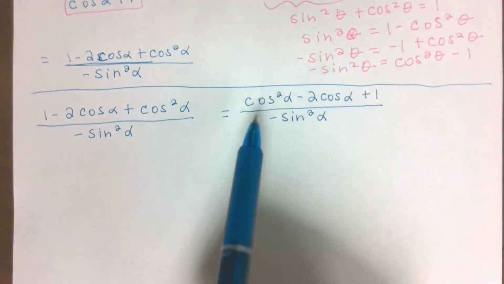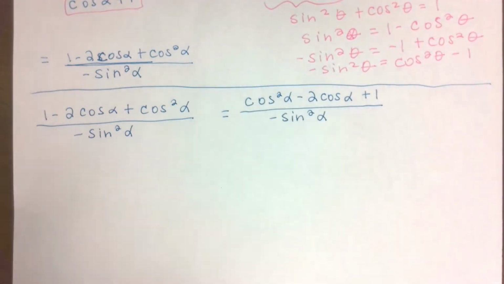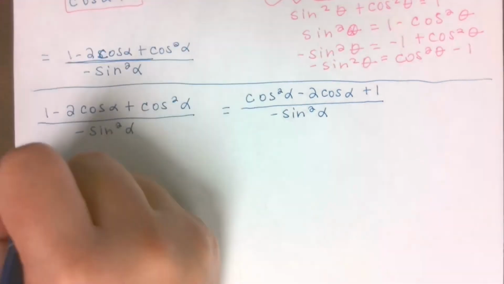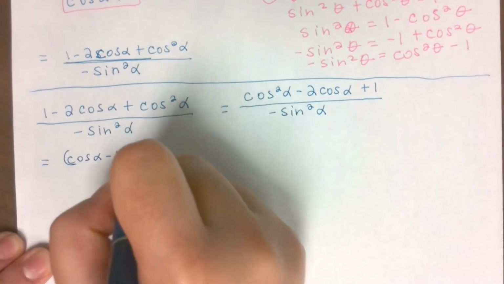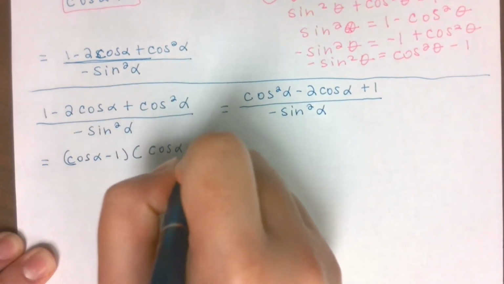Okay, so from here, this numerator is cosine squared alpha minus 2 cosine alpha plus 1. This is something you're just going to have to be able to see and know that this is going to factor into cosine alpha minus 1 times cosine alpha minus 1.